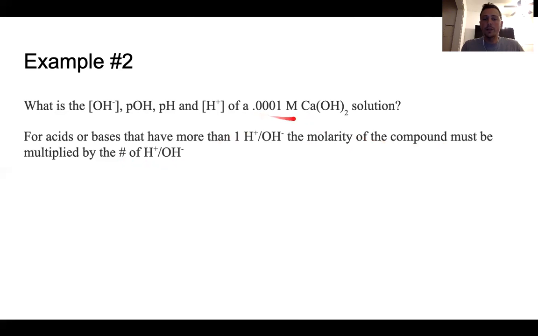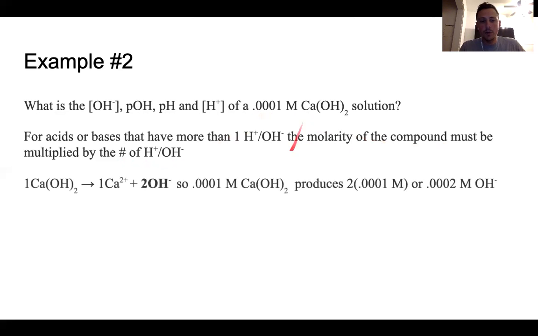So again, we're given the concentration of the salt, but what we care about is the concentration of hydroxide. For every 1 calcium hydroxide here, it's breaking apart or dissociating into 1 calcium and 2, or twice as many, hydroxide ions. So our concentration of salt is actually going to produce 2 times that concentration, or 0.0002 molar hydroxide ion solution. That's something important that we need to think about before we do any of the calculations from the previous example. But now that we have that, we can proceed just like we did before.